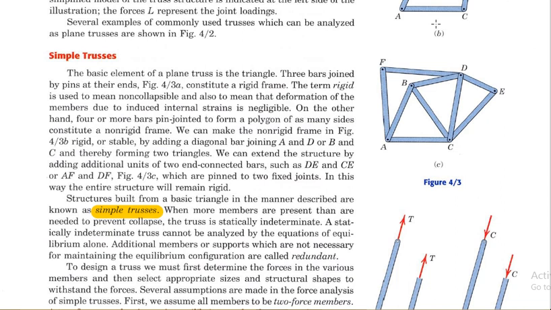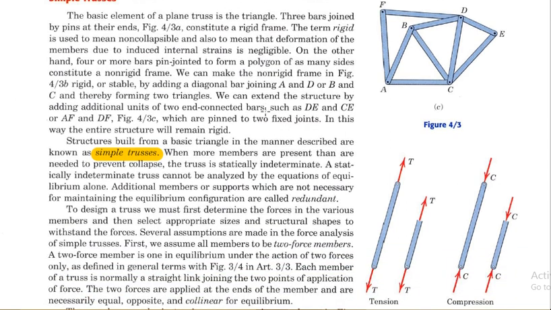A simple truss, or plane truss, is basically a rigid structure. Rigid means it is non-collapsible and deformation under internal strain is very negligible. So in the case of a rigid structure, there will be no deformation due to internal strains, and it is non-collapsible. Sometimes additional members are not necessary to maintain the equilibrium condition. These additional members are known as redundant members.